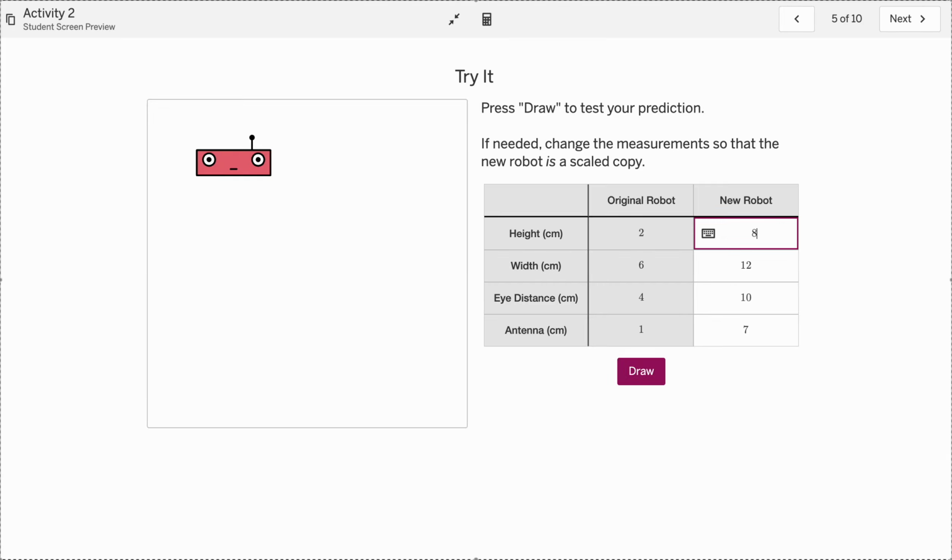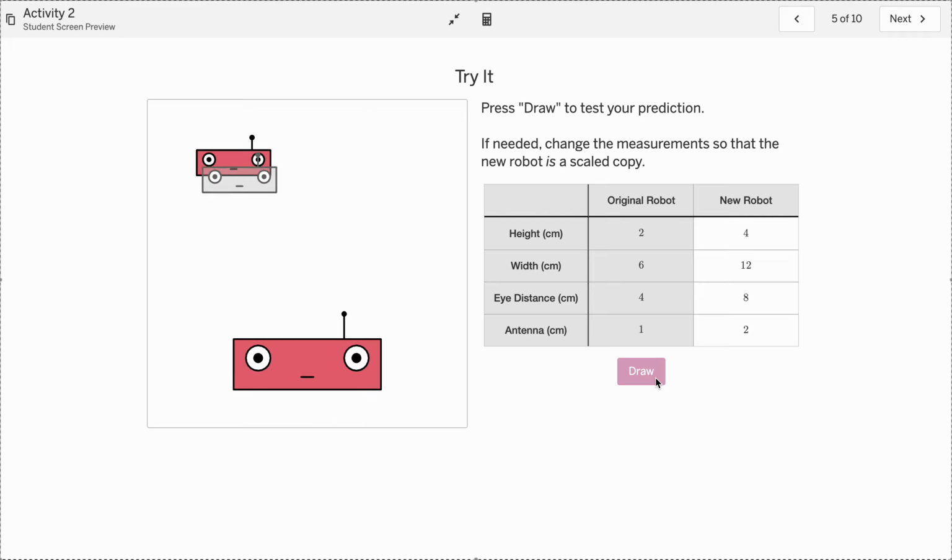So I'm going to try again. And I'm going to use a scale factor of 2 and see what that does. So if I multiply by 2 here, that's 4. That's 12, that's 8, and that's 2. And let's see where we go from there. There we are. So there's our scaled copy. Now you can use a scale factor bigger than 2, less than 2, but the point is that whatever your scale factor is, you do the same thing to all of these measurements.